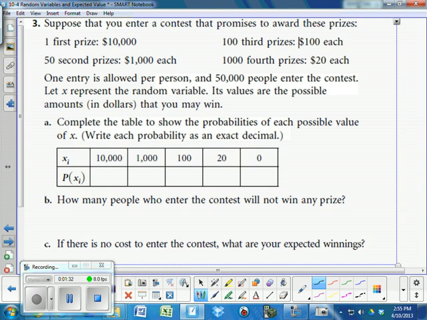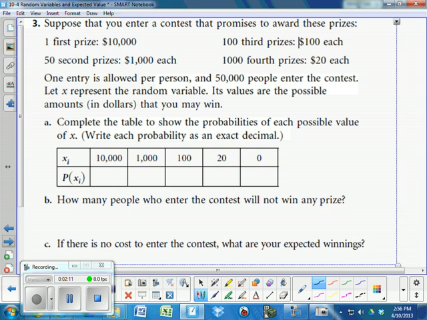So expected value is very popular in the world of fundraising or game playing, or quite frankly, gambling, where you're trying to figure out how much money your organization might raise by doing a raffle such as this. All right, so you're going to enter a contest where the first prize is $10,000. There are 50 second-place prizes for $1,000 each. That's pretty good. 100 third-place prizes for $100 each, and 1,000 fourth-place prizes for $20 a piece. One entry is allowed per person, and we're going to sell 50,000 tickets.